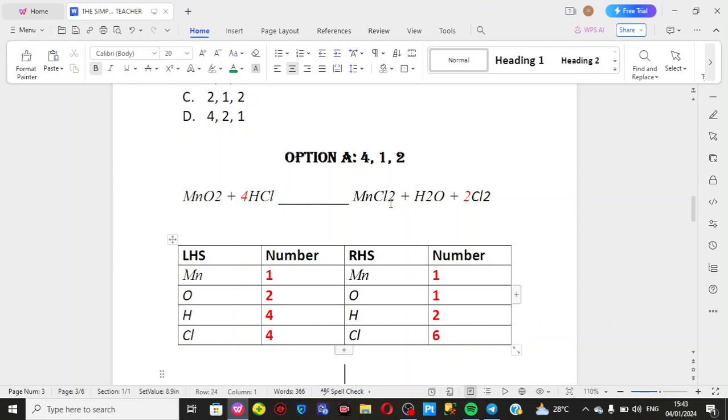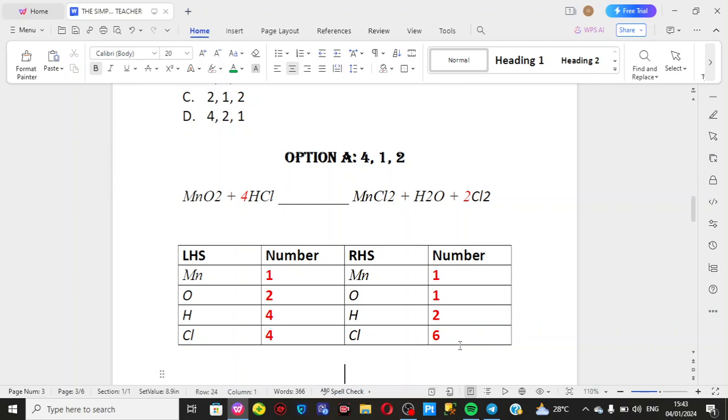Then here we have the chlorine molecule, that is Cl2, attached to Mn. So the chloride there has two atoms of chlorine, then 2 molecules of chlorine. So what we are going to do, this 2 times 2 will give us 4, plus the 2 chlorine that is here. That's how we got 6 at the right hand side. So when you calculate the number of chlorine at the right hand side, you are going to get 6.